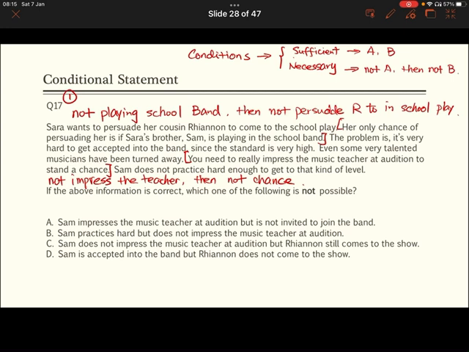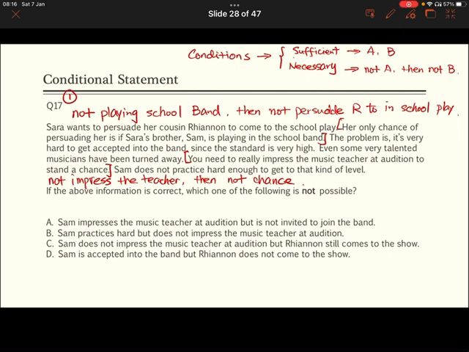But be careful. For a necessary condition, we only know that if A does not happen, then B does not happen. But when you have A, is it guaranteed that B will happen? The answer is no. To be more precise, we don't know. The answer is maybe. If I do not impress the teacher, I do not have the chance. But if I can impress the teacher, does that mean I'm definitely going to have the chance? No, the answer is maybe. You may have the chance, but you might still not have it, right?